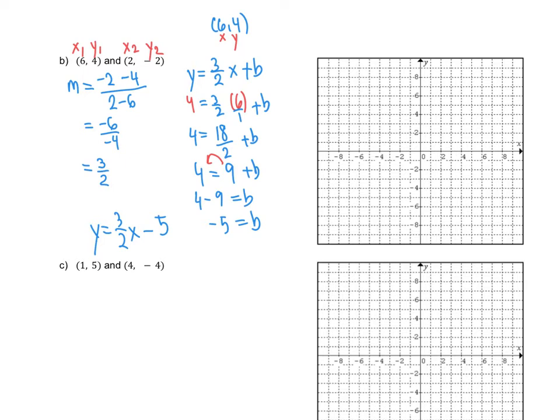If you want to try the visual method, again, pause the video, try it out, see if you get the same values. So 6, 4 is here. 2, -2 is here. I'm going to connect and find my slope.